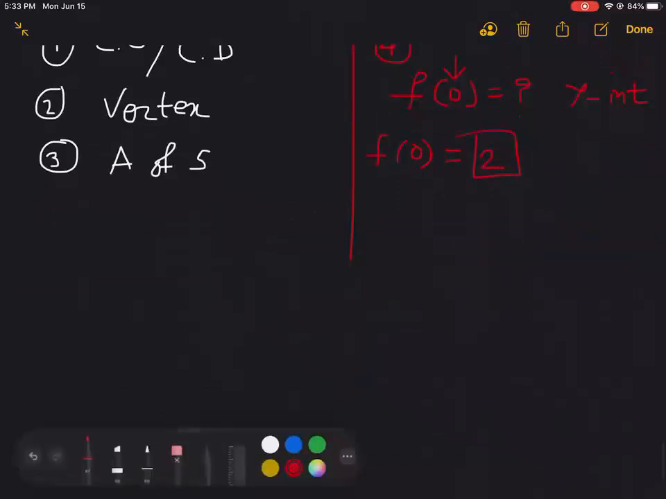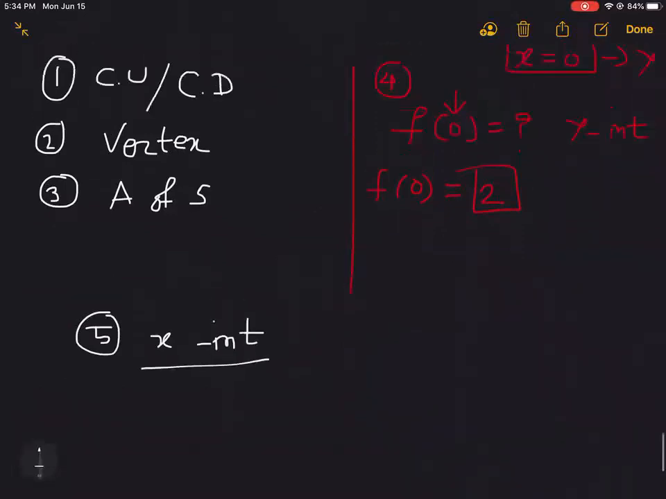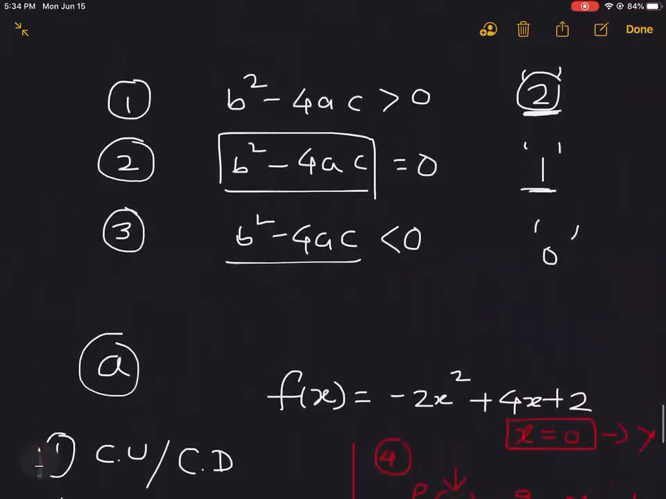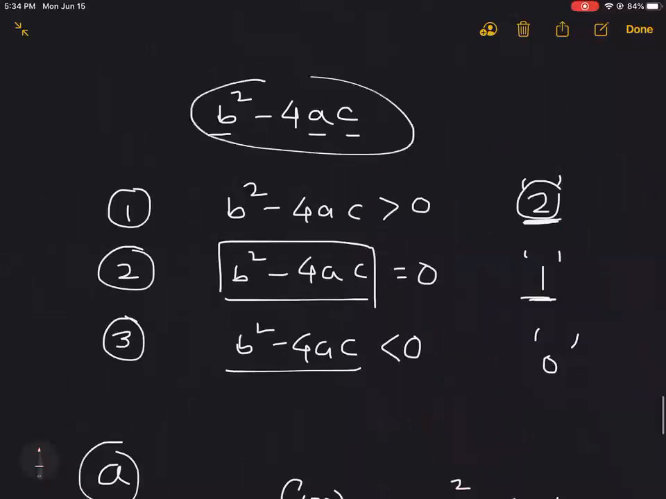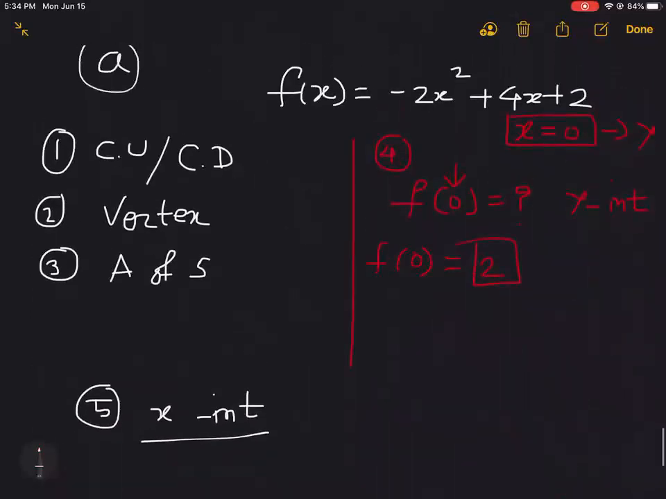So for the x-intercept, all we need to do is to calculate the discriminant, this guy. On this occasion, our a is negative 2, b is 4, c is 2. Let's calculate and see what happens.